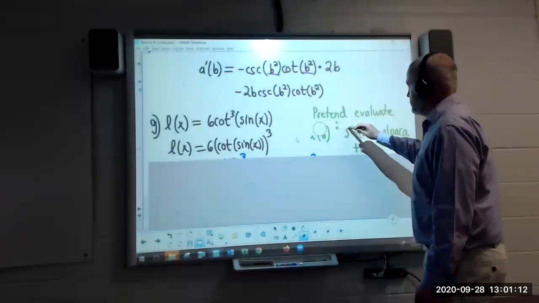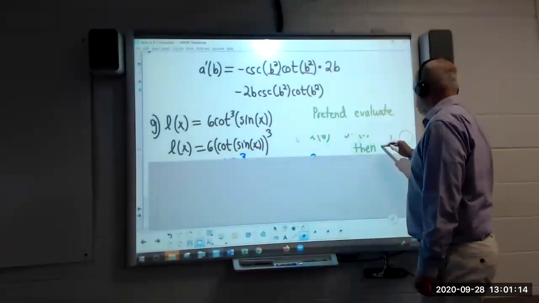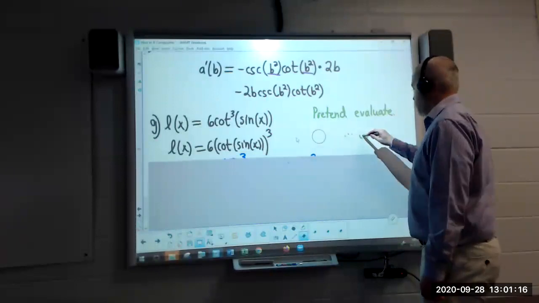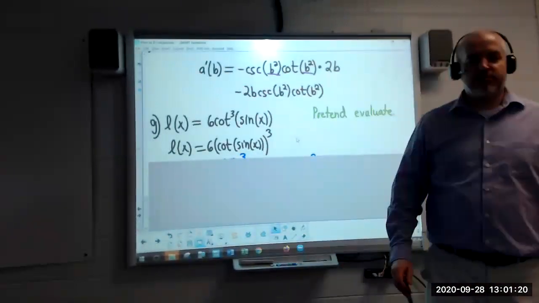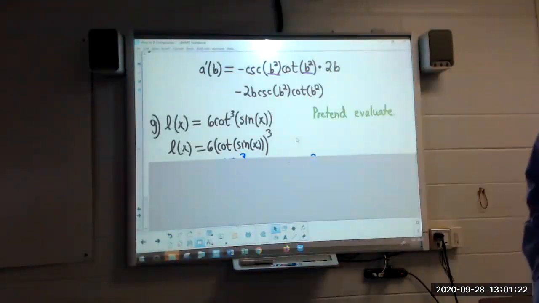Something else you can try to do. If you're looking at one of these and you're like, man, I don't know, is it the product rule? Is it the quotient rule? Is it the chain rule? Is it just a basic derivative shortcut? What do I do? I don't know what to do.